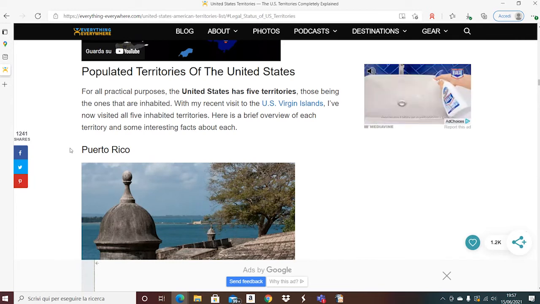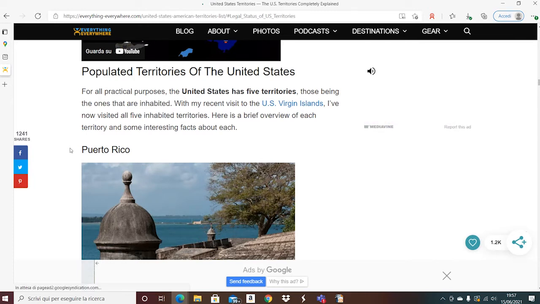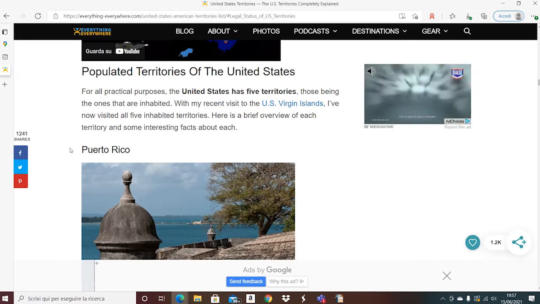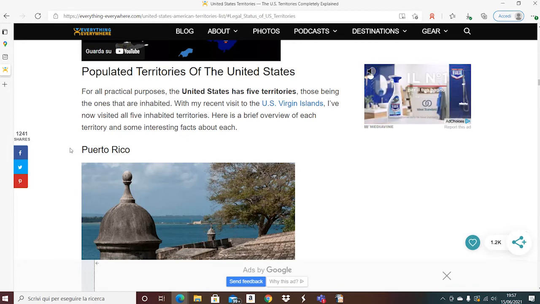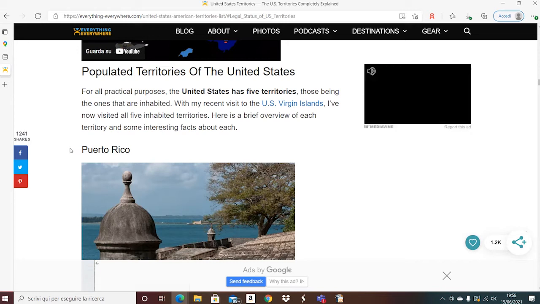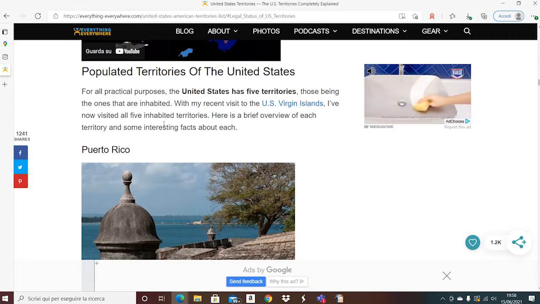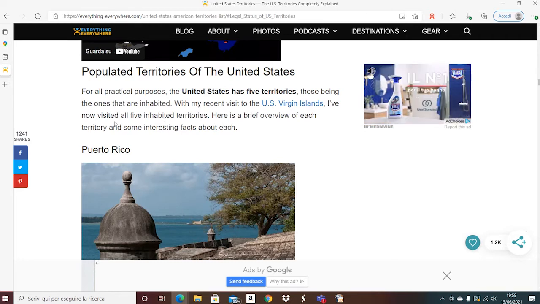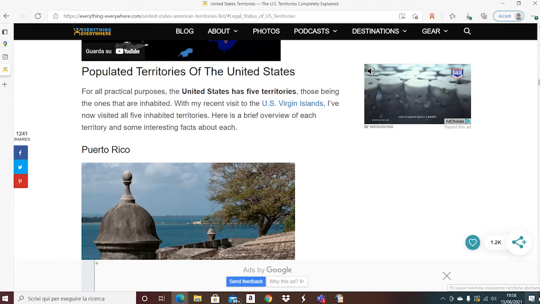So let's focus on the most interesting ones, the inhabited, populated territories of the US. For all practical purposes, the US has 5 territories, those being the ones that are inhabited. With my recent visit to the US Virgin Islands, I've now visited all 5 inhabited territories. Here is a brief view of each territory and some interesting facts about each.